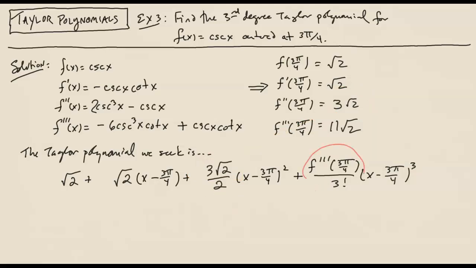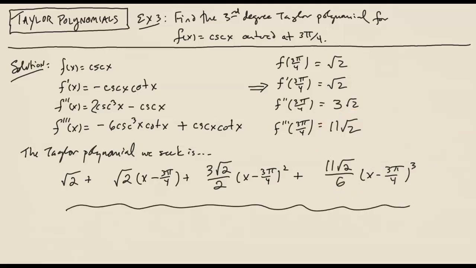And finally, for the third degree coefficient, well, the top, the third derivative, is 11 root 2, and we're dividing by 3 factorial, which is 6. So that is going to be 11 root 2 over 6. And at long last, we are done. That is our Taylor polynomial.